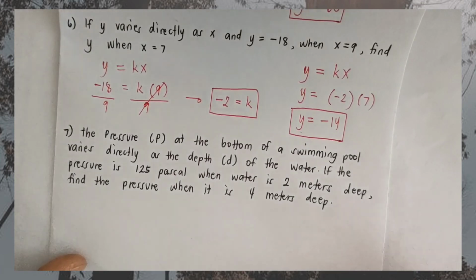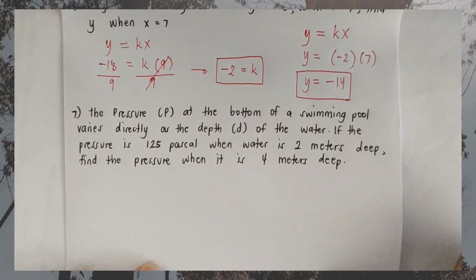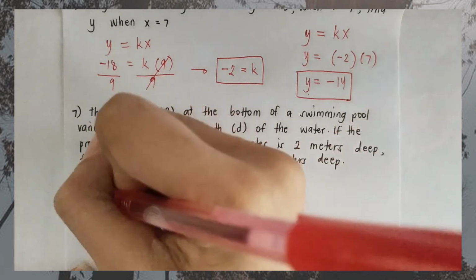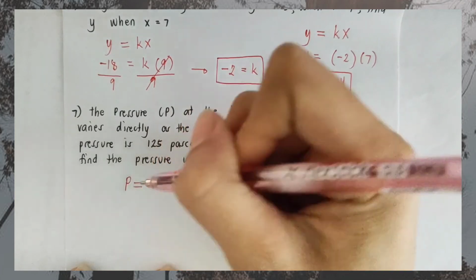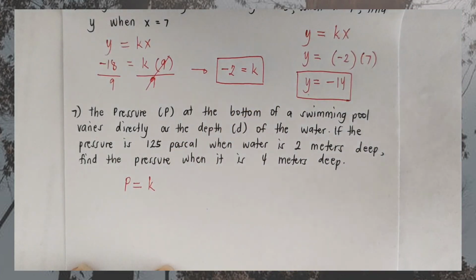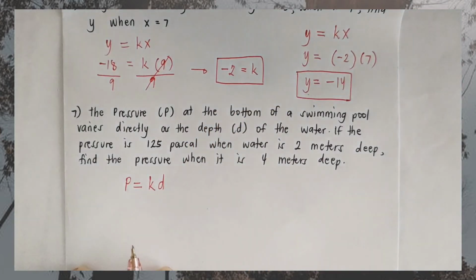The pressure P at the bottom of a swimming pool varies directly as the depth D of the water. If the pressure is 125 pascals when water is 2 meters deep, we need to find the pressure when it is 4 meters deep. Alright, so first we need to write the equation. Pressure stands for capital P here. P is equal to, our constant of variation is represented by the variable k, and then the depth is represented by small letter d. This will be our equation.